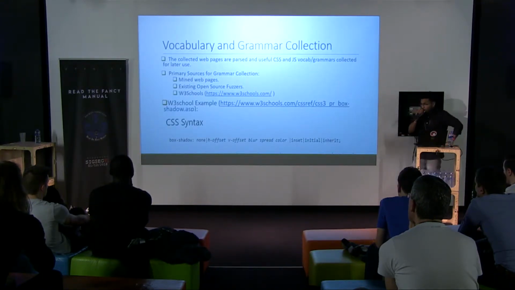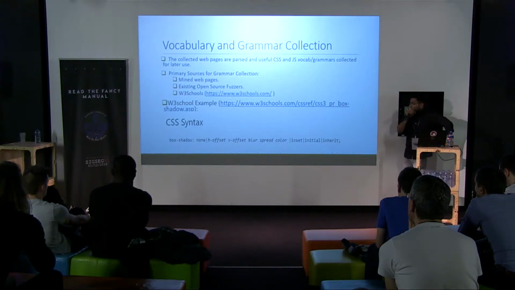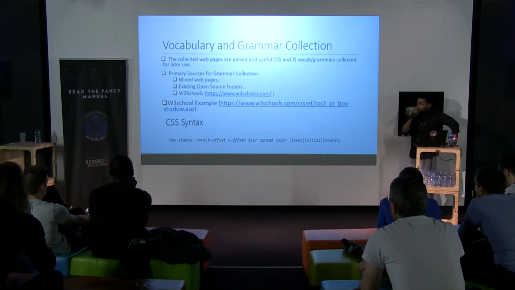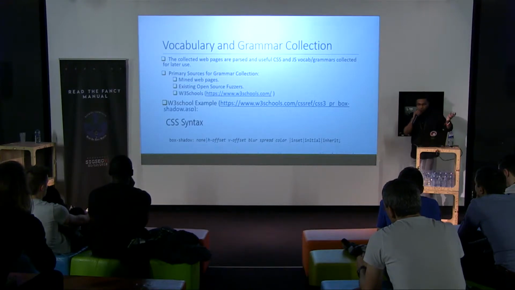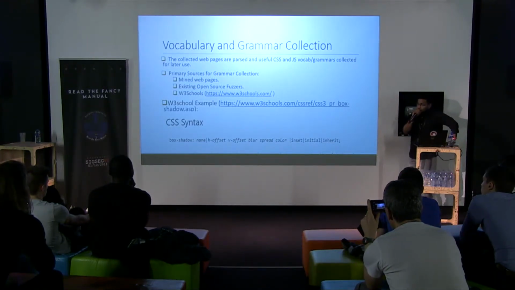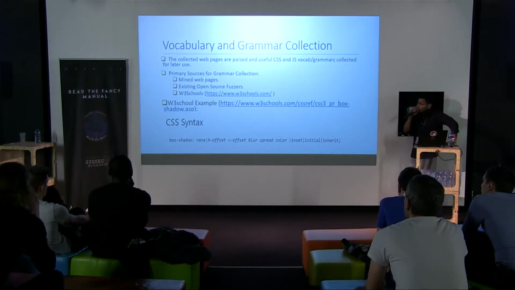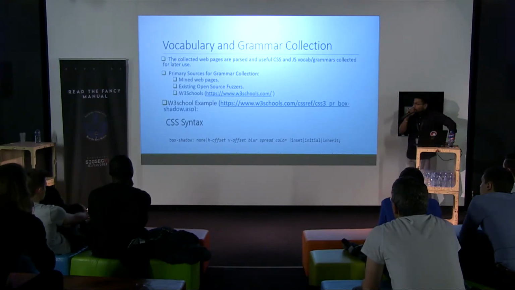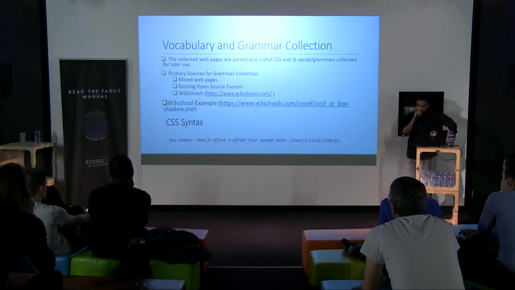So now we already have a fuzzer-friendly template. Now we have to collect grammar. From where can we collect grammars? The primary source of grammar is the mined web pages that we collected previously. We can also collect JavaScript and CSS grammar from existing open source fuzzers. And the last one is W3Schools. W3Schools is a very good source of grammars.